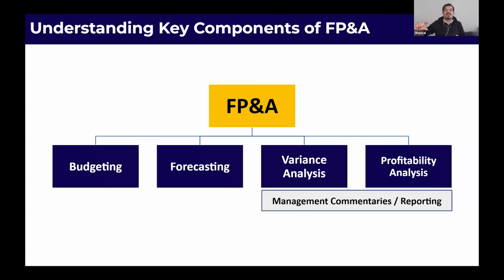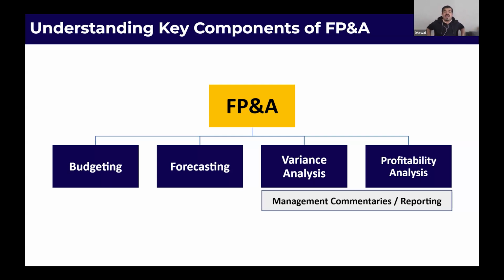Then comes management commentaries. At the end of every month, you will have to understand the performance of the business and come up with management commentaries. Actual versus budget, actual versus forecast, current month versus previous month, current year to date versus previous year to date. All of these different comparisons, try and understand the variances. Have you met your number? Have you not met your number? And what are the reasons for it? You capture those and then you come up with management commentaries.